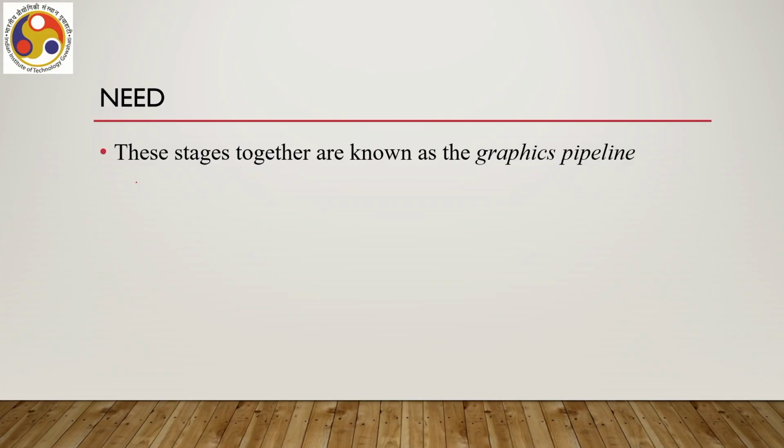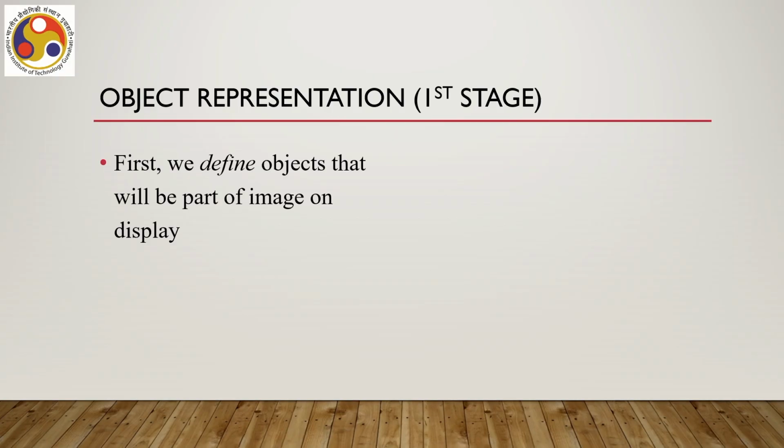Now, these stages together are known as the graphics pipeline. Since here we are dealing with 3D scenes, we will be talking about the 3D graphics pipeline. So, essentially the stage-wise process to compute the values stored in the frame buffer, which is used to drive the display mechanism by the video controller, that process is the 3D graphics pipeline. So, let us have a basic understanding of what happens in this pipeline.